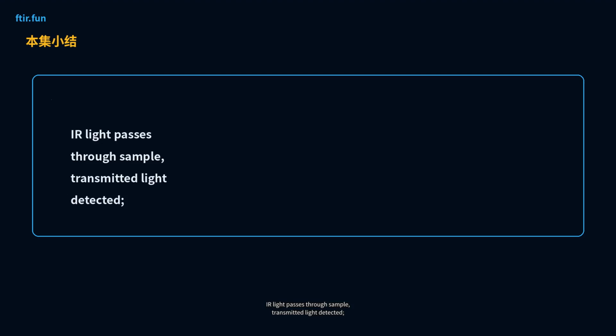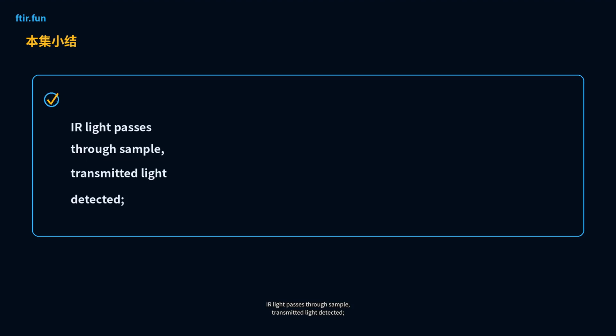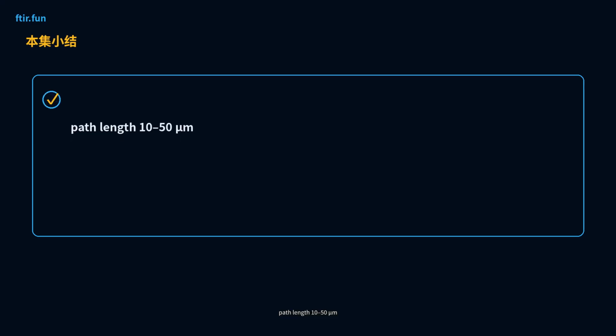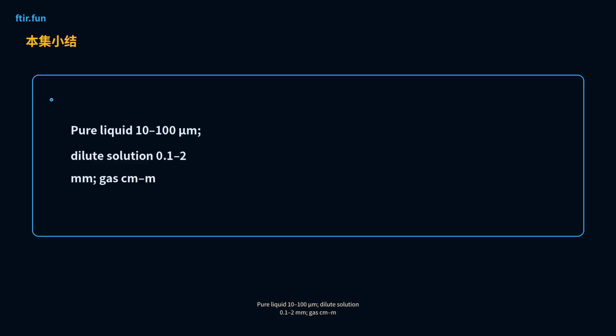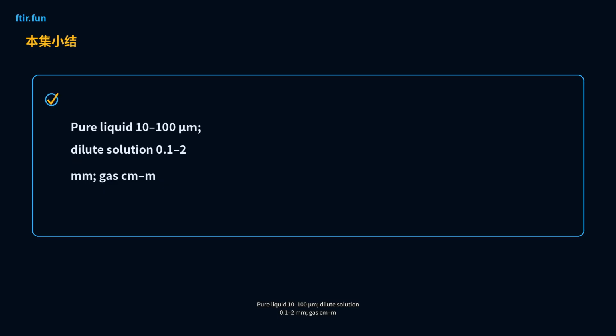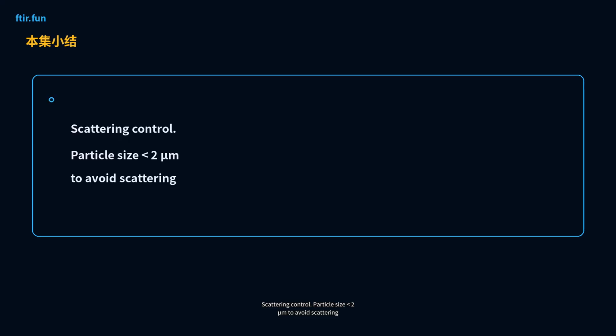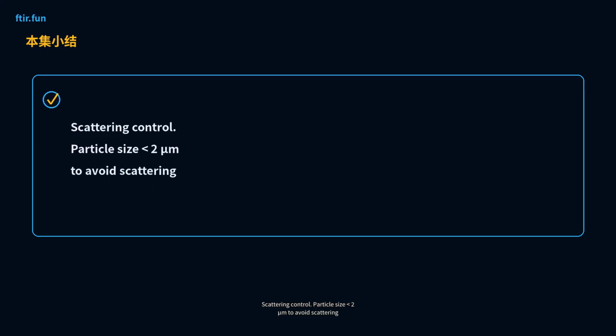Transmission principle: light passes through sample, transmitted light detected. Path length 10-50 micrometers. Path length control: pure liquid 10-100 micrometers, dilute solution 0.1-2 millimeters. Scattering control: particle size below 2 micrometers to avoid scattering.